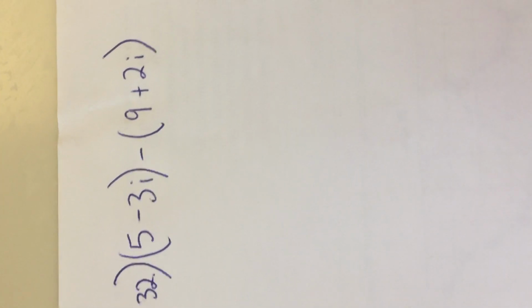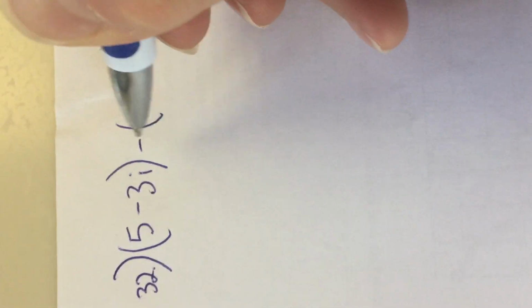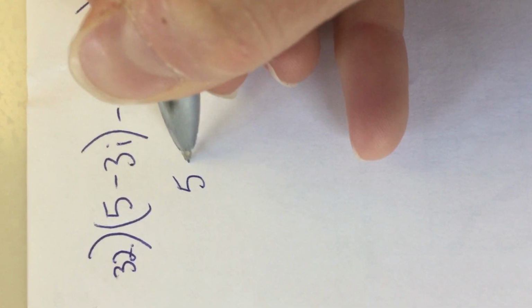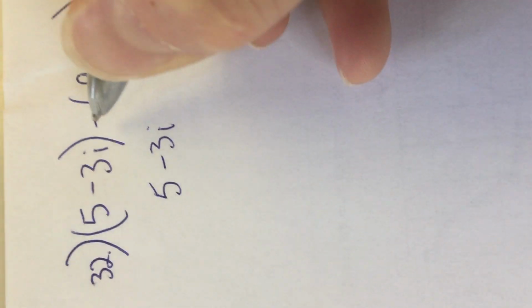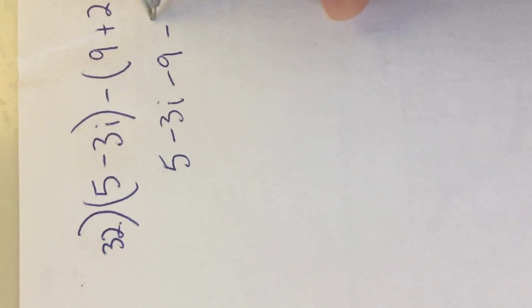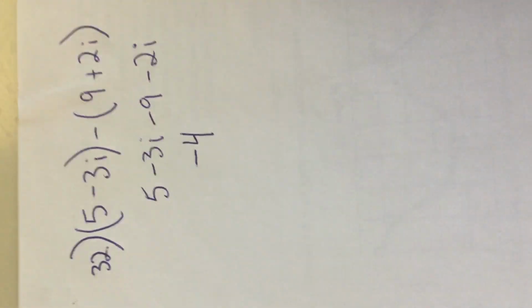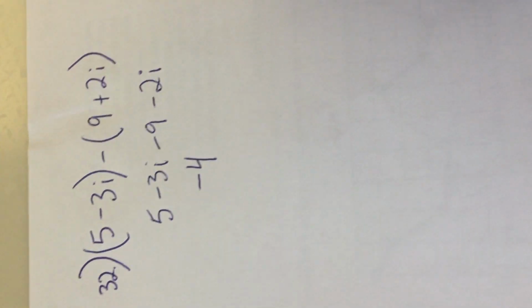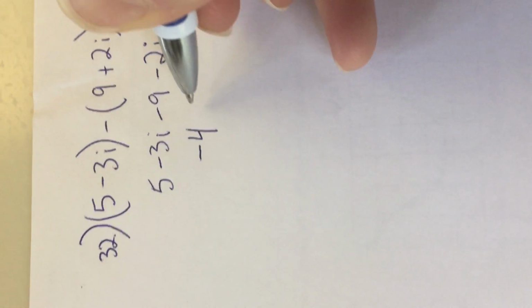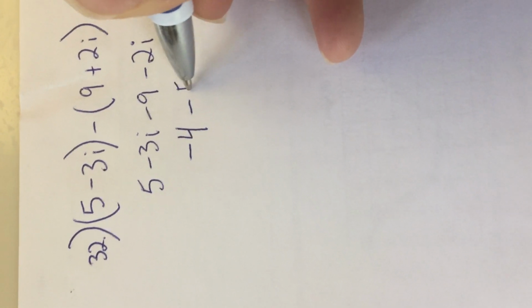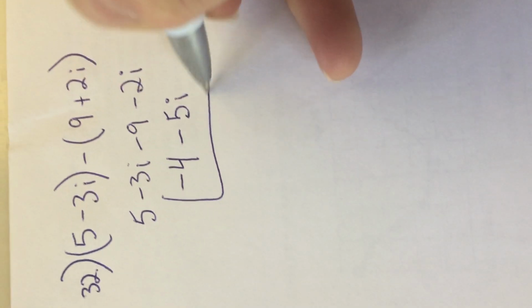Problem 32 is about kind of distributing this negative. So really you're going to have 5 minus 3i, and then this is going to become a -9, and this is going to become a -2i. So now when you combine those terms, you have a -9 and a +4, so that's going to leave you with a -4. And then you have these two negative i's, so it's going to become a subtract of 5i. And that's the answer to that one in complex form.